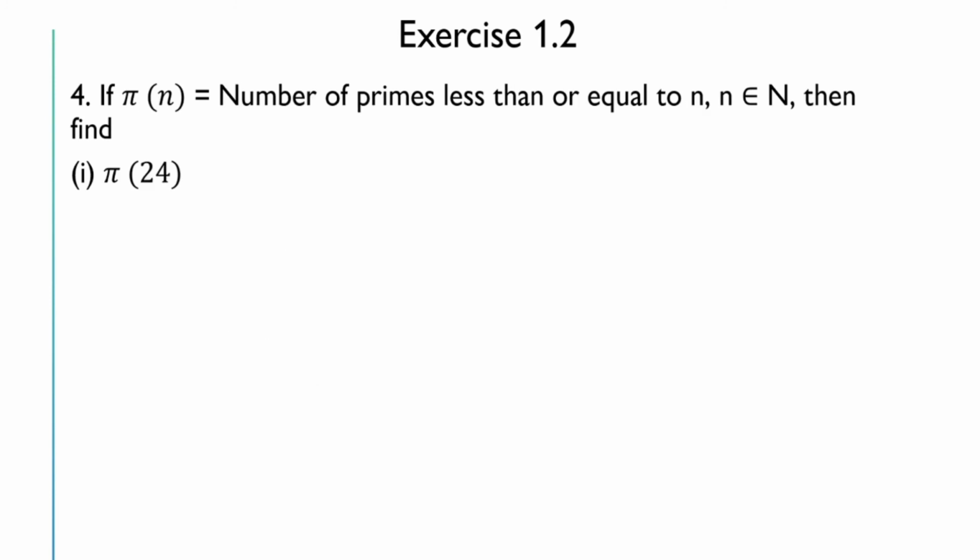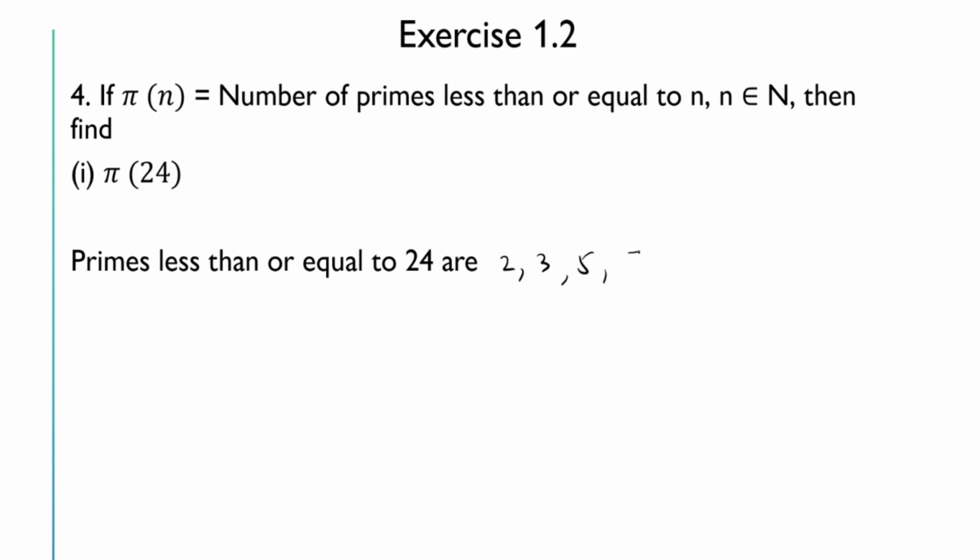The next question is pi of n is equal to the number of primes less than or equal to n, n belongs to N. Then find the first one, pi of 24. So we have to find the various prime numbers less than or equal to 24. The various prime numbers less than or equal to 24 are 2, 3, 5, 7, 11, 13, 17, 19 and 23.